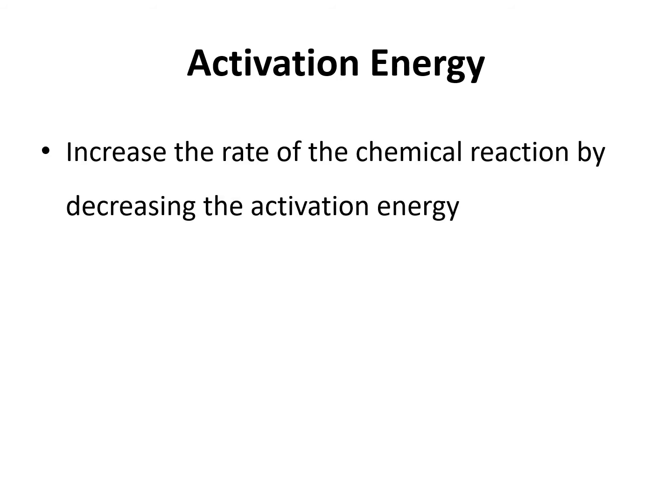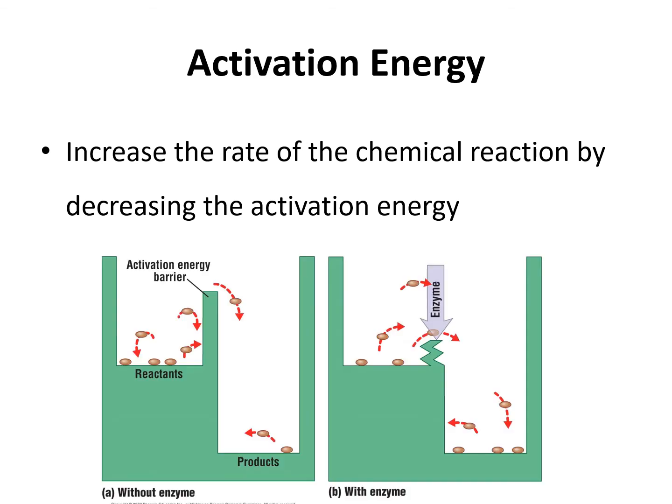Enzymes have an effect on activation energy. And activation energy is the amount of energy that has to go into a reaction to get it to go forward. Enzymes increase the rate of a chemical reaction by decreasing the activation energy. So they reduce the amount of energy needed for a reaction to take place.